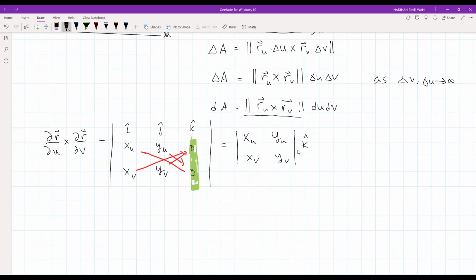Okay. So the Jacobian of the whole thing, of U and V, is just the determinant of this matrix, which is X U times Y V minus X of V times Y U, in absolute values.